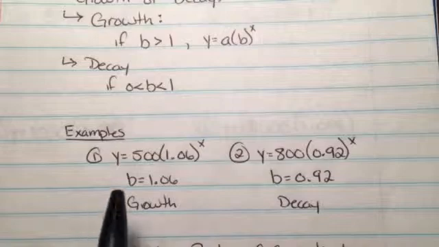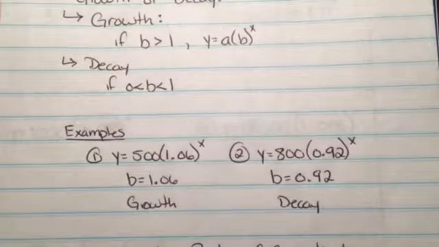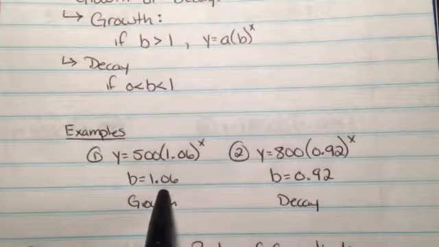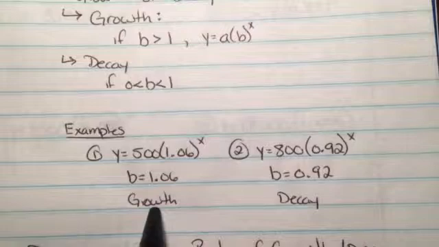Now, examples of that. Here we have y equals 500 times 1.06 to the x power. Our b value is 1.06. That's a number greater than 1, therefore that's a growth function.